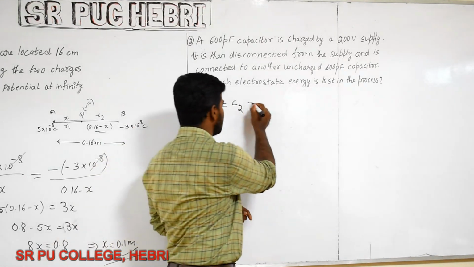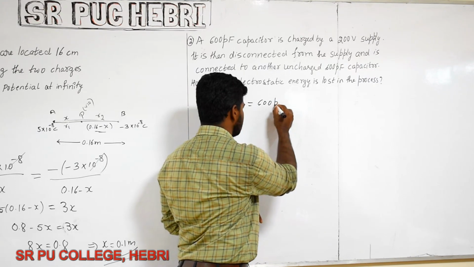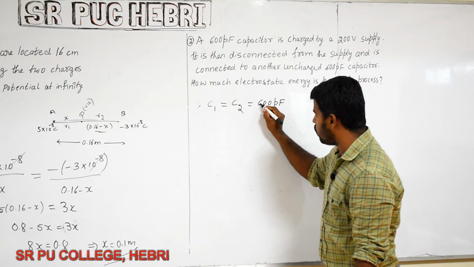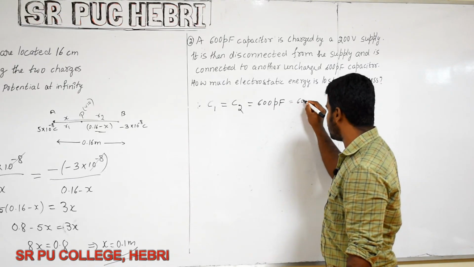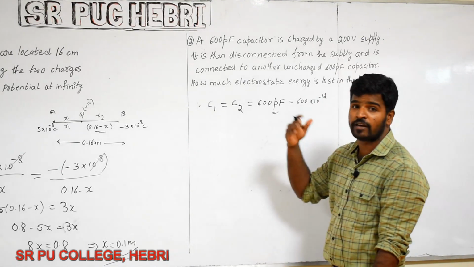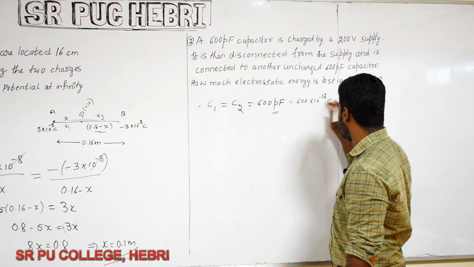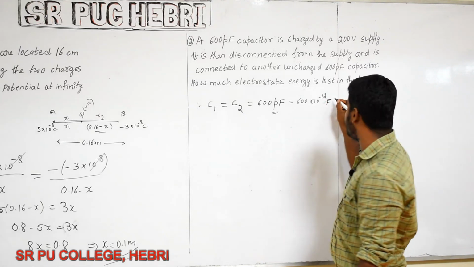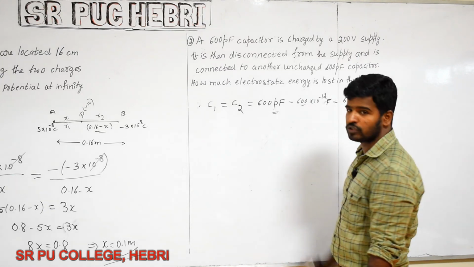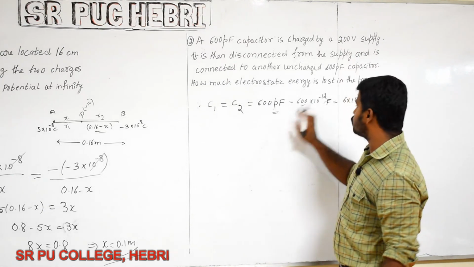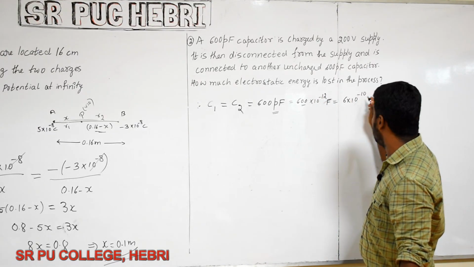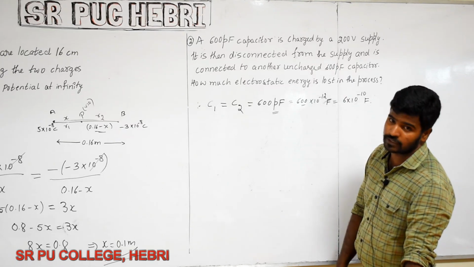Capacitance of capacitor, what is the value? That will be constant, 600 picofarad. That is equal to 600 into 10 raised to the power minus 12. Where did it come from? Pico is equal to 10 raised to the power minus 12. Can we also write 600 into 10 raised to the power minus 12 farad like this? That will be 6 into 10 raised to the power minus 10. Because of these two zeros, 10 raised to the power plus 2. Plus 2 minus 12 will be 10 raised to the power minus 10. Therefore 6 into 10 raised to the power minus 10 farad. The value of C1, C2 is equal to this.